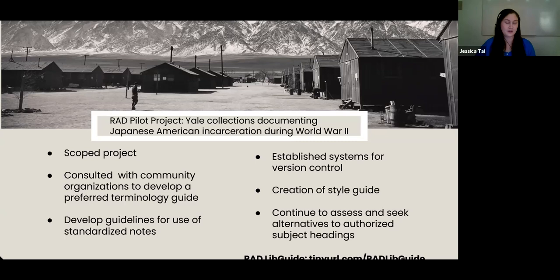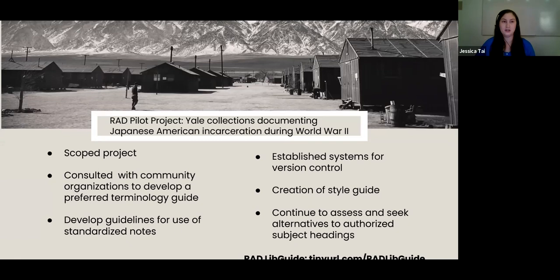And lastly, RAD assessed the Library of Congress subject heading Japanese Americans, Evacuation and Relocation, 1942 to 1945, and sought alternatives to this heading that contained non-preferred language. We recommended the implementation of a Yale Library local heading, Japanese American Incarceration, Forced Removal and Incarceration, 1942 to 1945.